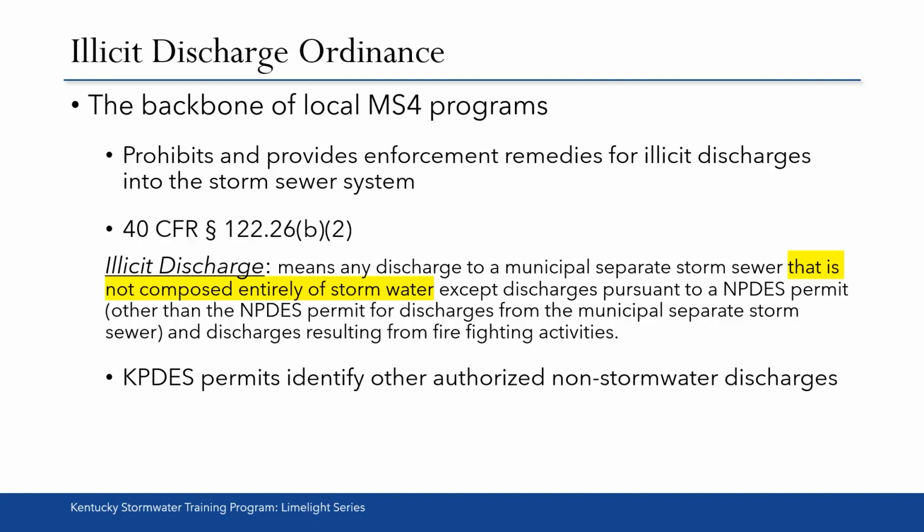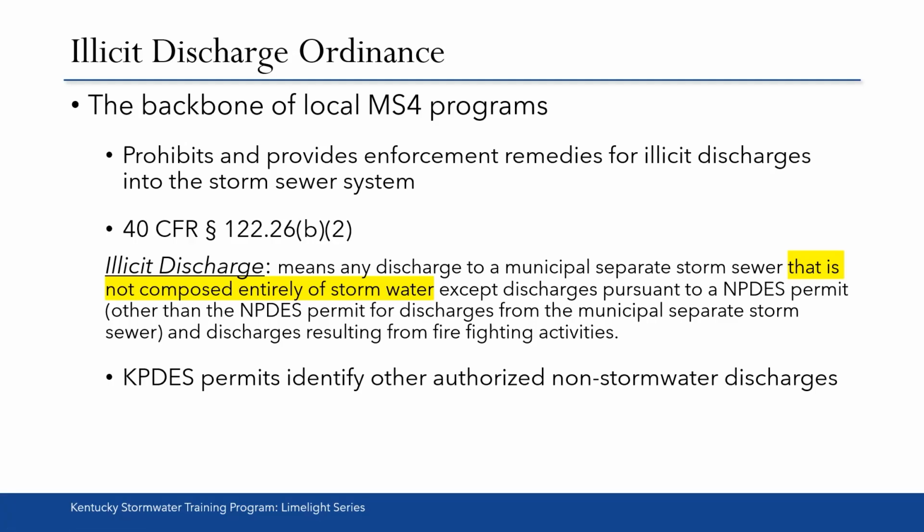That could cover anything, honestly, from sediment leaving a construction site, dirty runoff leaving a site after construction's finished, people dumping chemicals, anything like that that is not pure stormwater going into the storm sewer system should be covered by your illicit discharge ordinance and give you a way to mitigate any of those discharges.